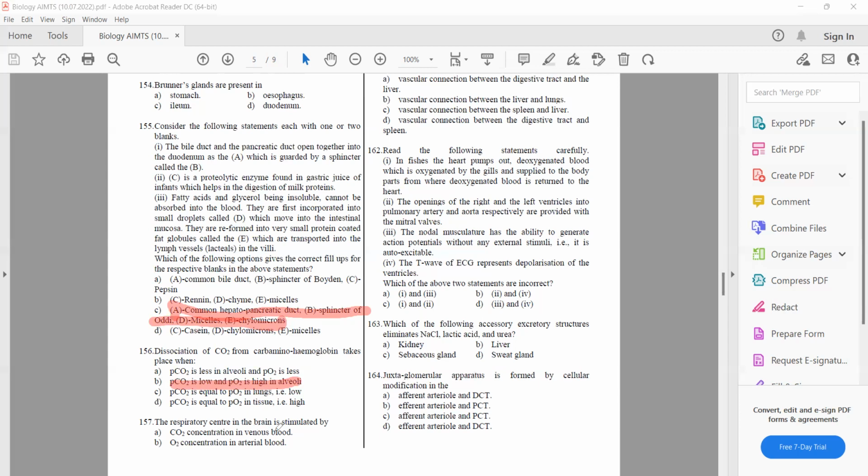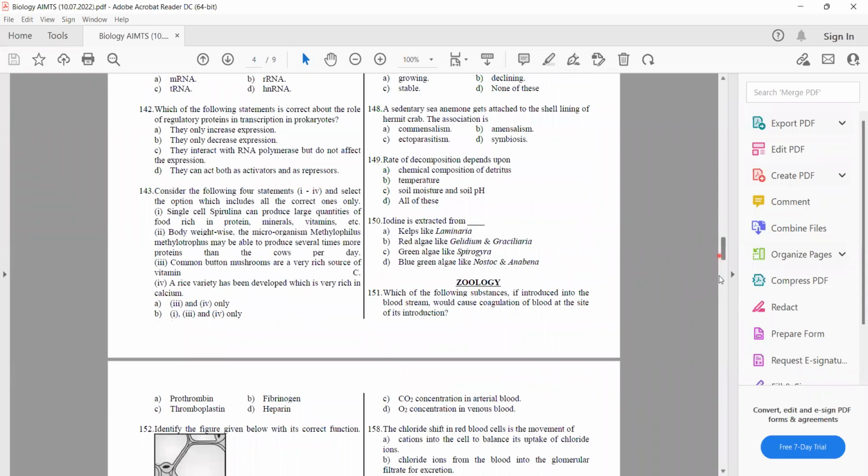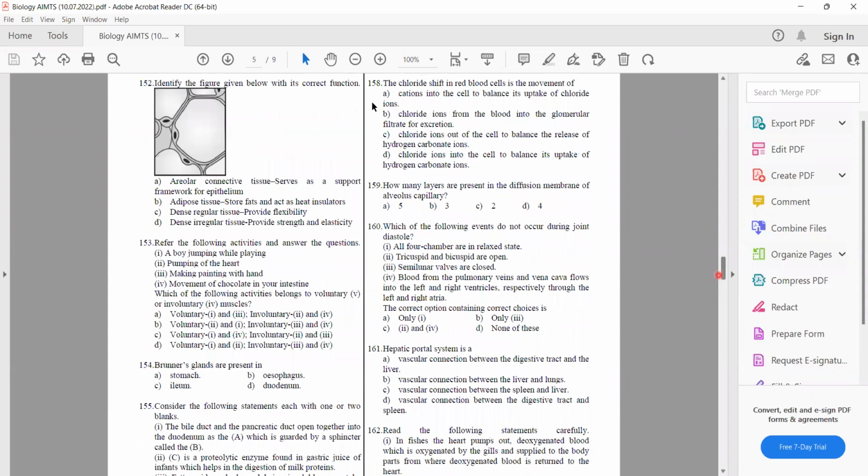The respiratory center in the brain is stimulated by, so when we talk about the respiratory center, it will be stimulated by CO2 concentration, especially in the arterial blood, not in venous blood. CO2 concentration in the arterial blood. 158, the chloride shift in red blood cells is the movement of.